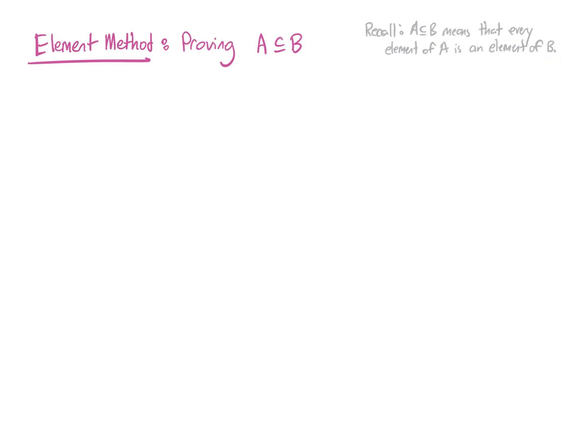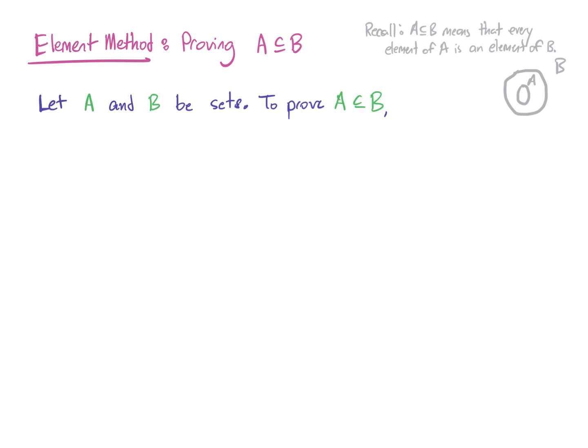every element of A is an element of B. Or if I were to draw that in terms of a Venn diagram, here's the set B, and here's the set A inside B. A is completely contained in B, is another way to say this. So when we do the element method, what we want to do is we say, hey, let A and B be sets. We want to prove that A is a subset of B. How do we do it?